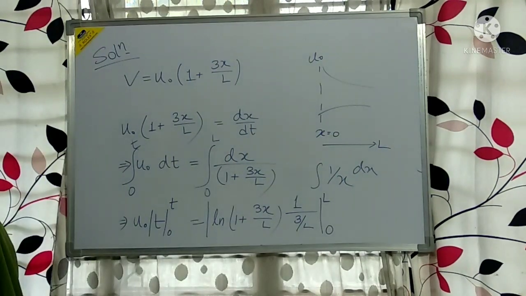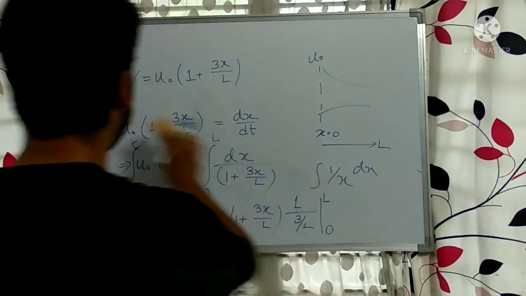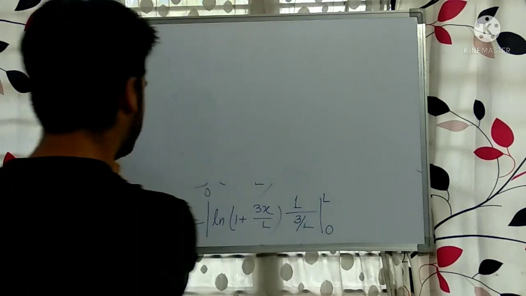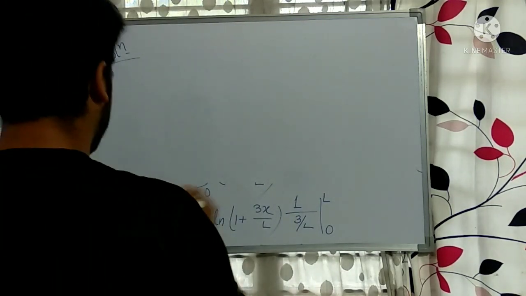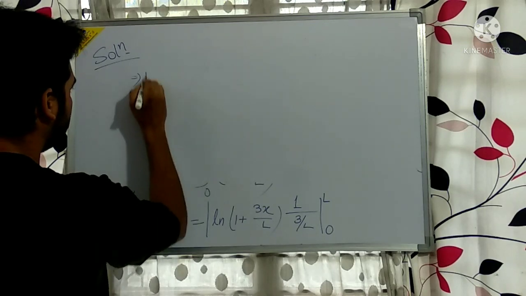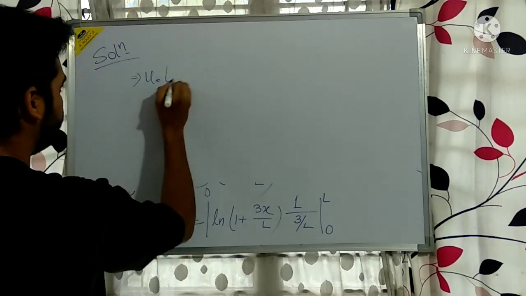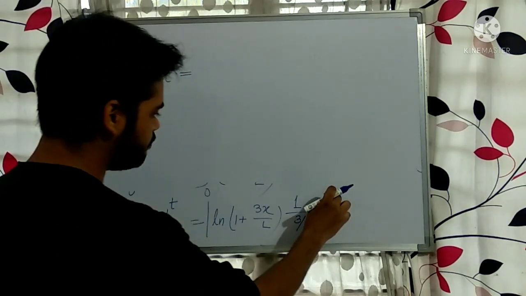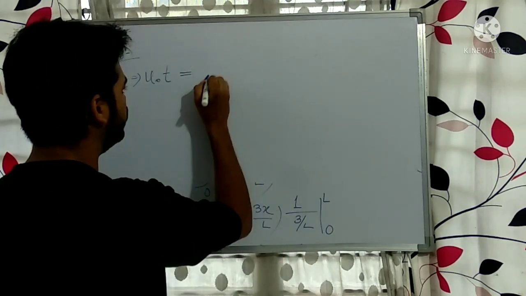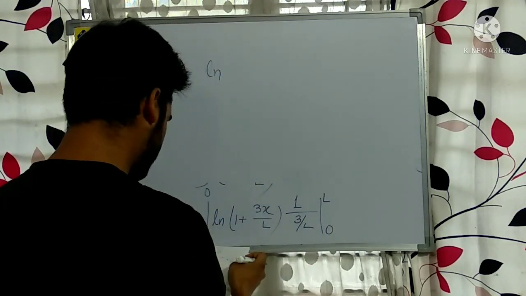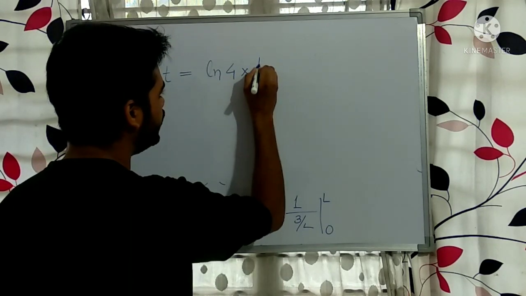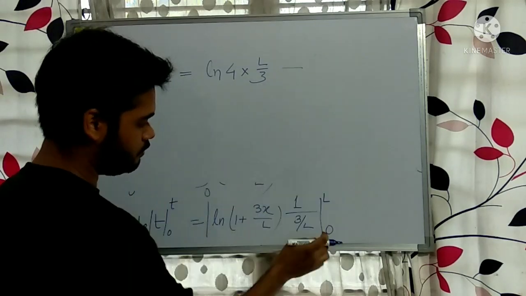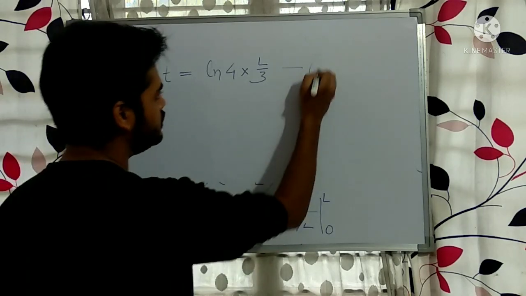Okay, now let me wrap this portion. I hope you noted down this portion. Now the next equation will be: U naught t, and if you put the upper limit L, it will be L by 3 times ln 4, and minus the lower limit: if you put 0 here, it will be ln 1, that is 0 only.